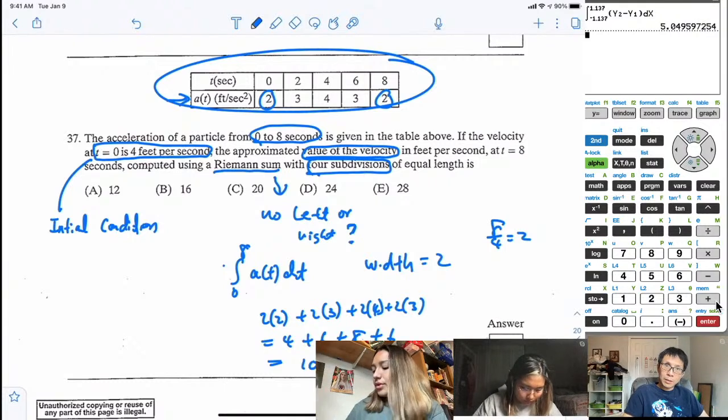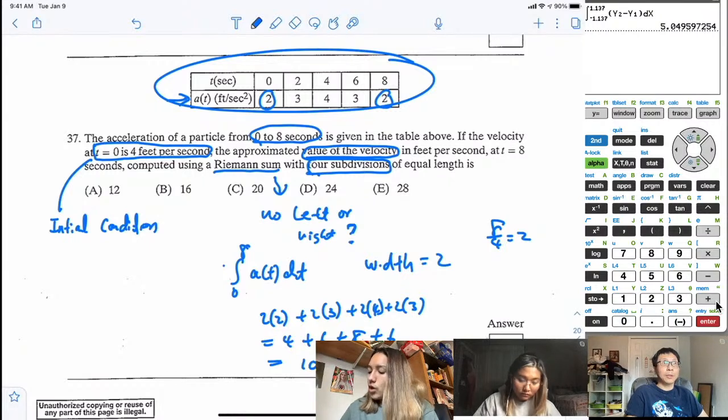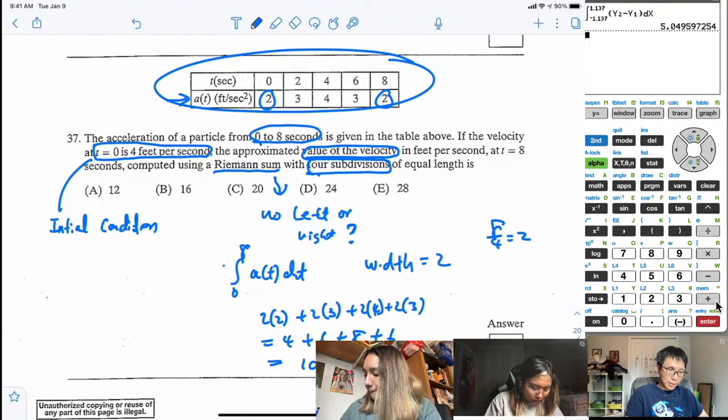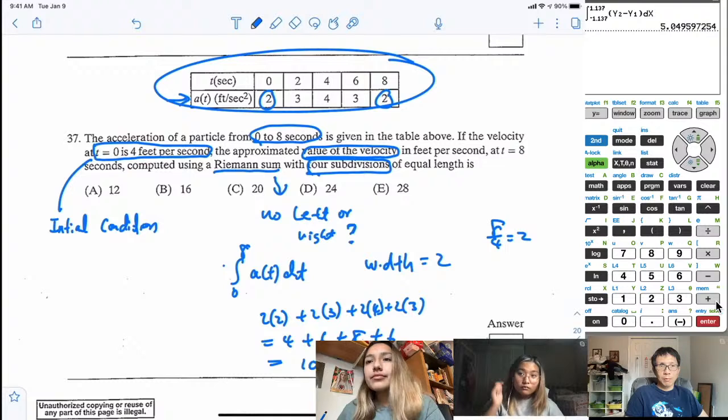No, because you already integrated it, by finding the rectangles. Oh, right. Okay. But what is missing? 24 is the most common answer put here, but it's wrong. Why is it wrong?